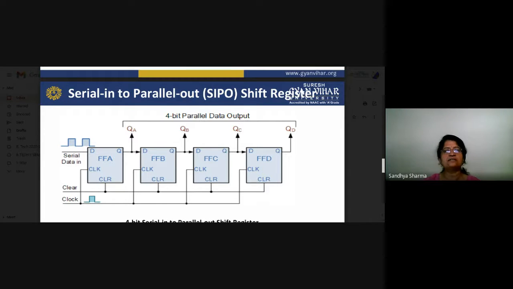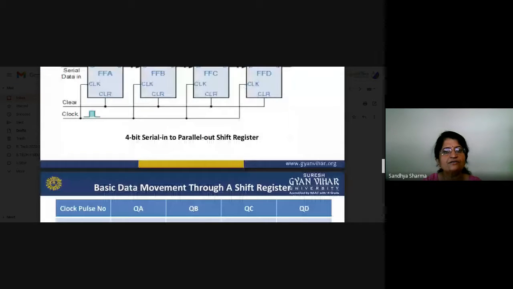In every clock pulse, your data will move one flip flop forward. So you can see here, that is the basic movement. Initially, all flip flops are in the zero condition. At the first clock pulse, your first bit will be entered into QA. When the second clock pulse comes, that data will be shifted to the next one. At the third clock pulse, new data will be entered, and the second flip flop data will be shifted to the third flip flop, and so on. Then this will exit.